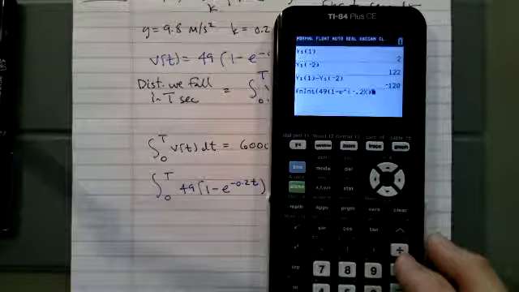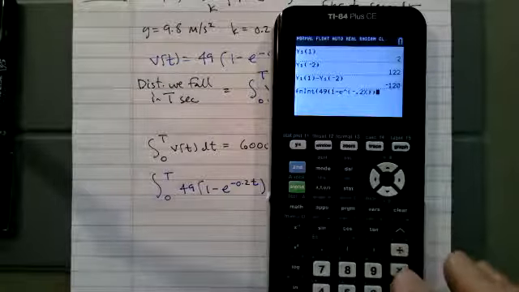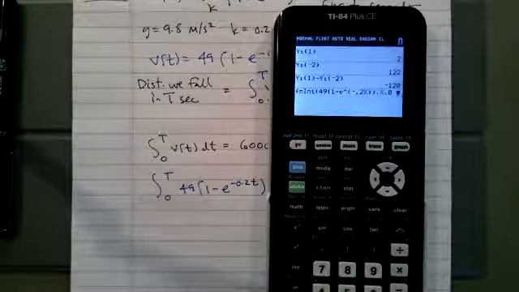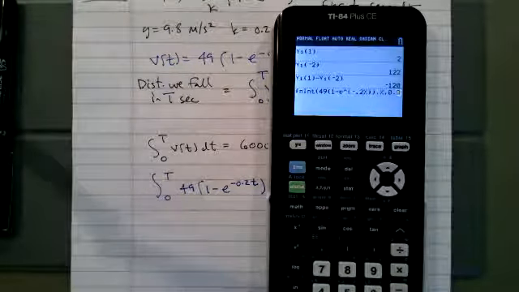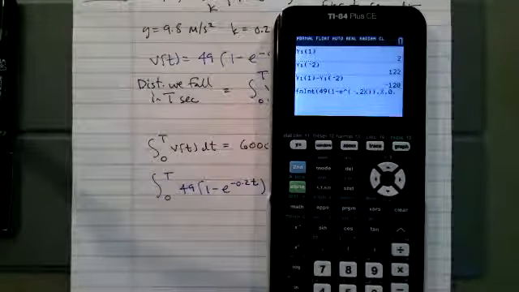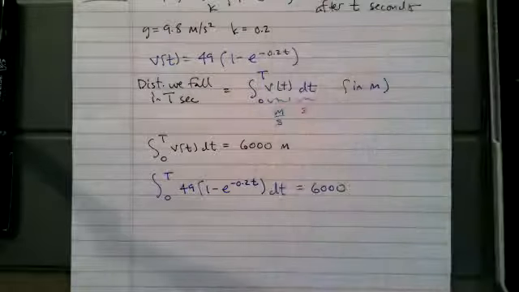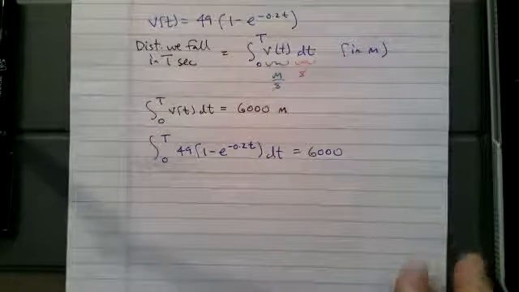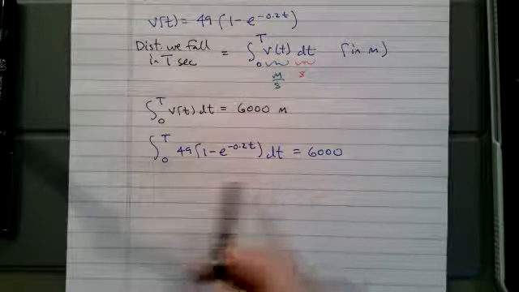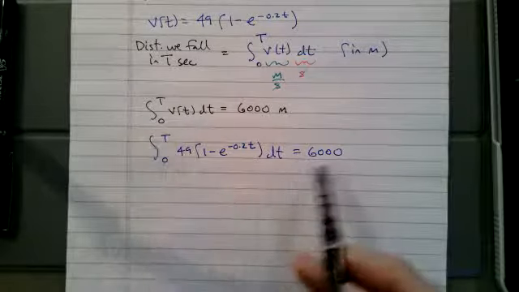That closes the exponents, that closes the times 49, with respect to x, from 0 to, and then the next number that I'm going to put in is how long I think it's going to take us to fall. So I just need to pick something. What happens after 60 seconds? So here's what we're going to do: we're going to put this into our calculator and keep plugging in t's until we get 6,000.